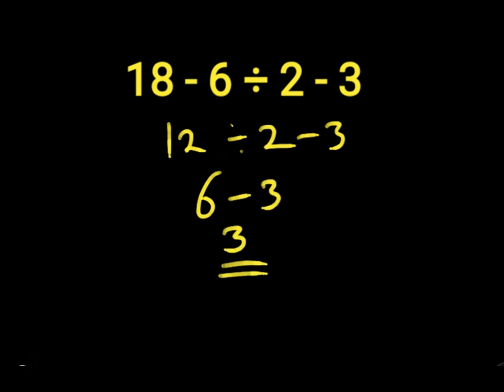3 is the wrong answer to this expression because we did not work with the order of operation, which is PEMDAS. In PEMDAS, division comes first before subtraction. So we work with our division first before subtraction. Let's solve the right answer to this expression.